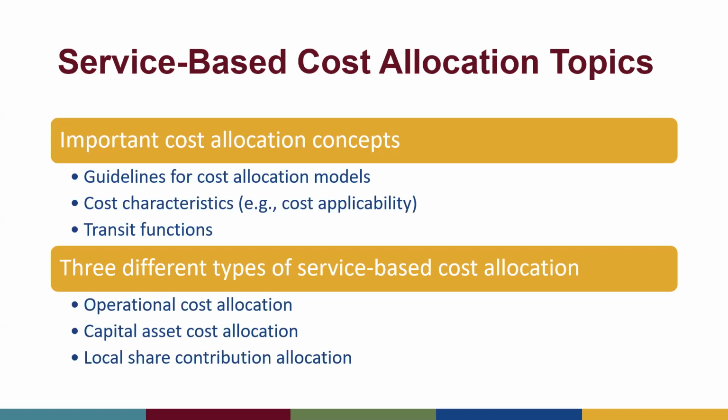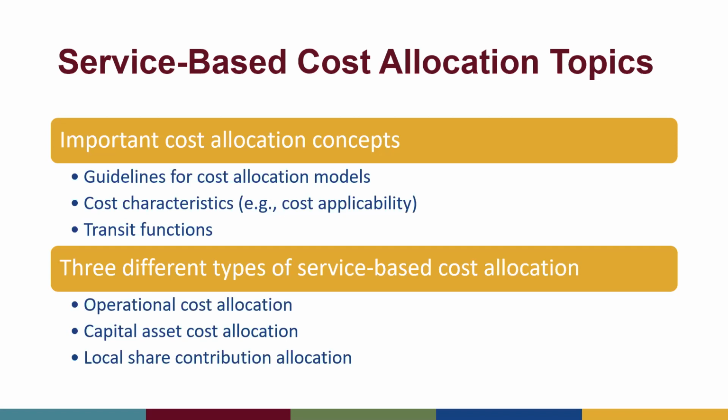When we say service-based cost allocation, we're using that term because you're using some element of your transit service, some sort of service data element, to allocate some sort of cost. And the 3 different costs that are talked about in this particular chapter are operational cost allocation. So these are your operational costs, not capital. This is what, like Nancy said, most of us are pretty familiar with or have heard about or know that it's a requirement.